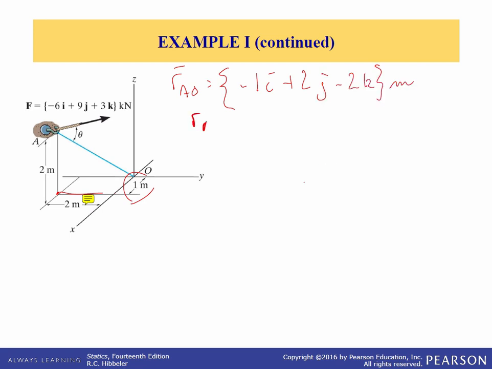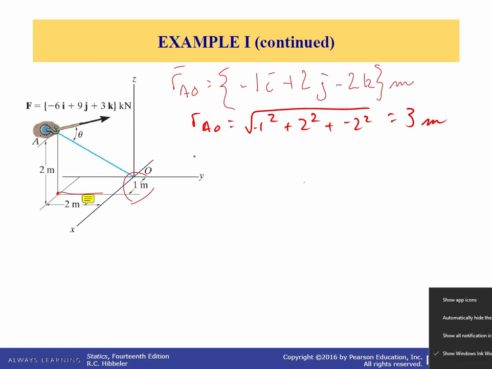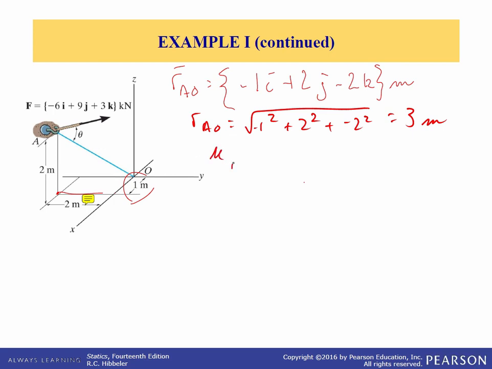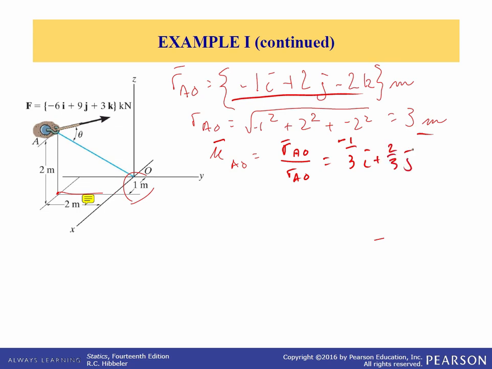Now the magnitude of RAO is the square root of 1 squared, that's -1 squared, plus 2 squared, plus -2 squared. And that's equal to 3 meters. So the unit vector along AO, we'll just go ahead and do that right now, is U of AO. The unit vector along AO is equal to the vector RAO divided by its magnitude. So this would just mean this vector divided by 3. So it is -1/3 in the I, plus 2/3 in the J, -2/3 in the K.